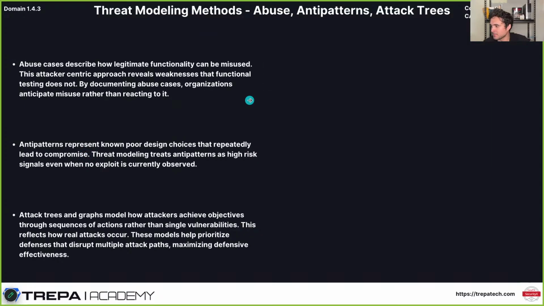Okay, last slide here. Abuse cases, anti-patterns, and attack trees. Just some more threat modeling terms. Abuse cases describe how legitimate functionality can be misused. This attacker-centric approach reveals weaknesses that functional testing does not. Anti-patterns represent known poor design choices that repeatedly lead to compromise. Then attack trees and graphs model how attackers achieve objectives through sequences of actions rather than single vulnerabilities.